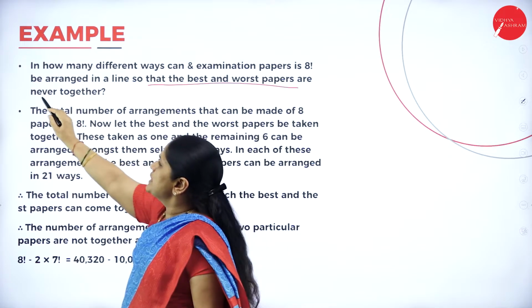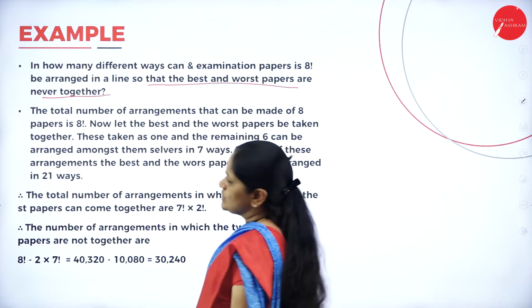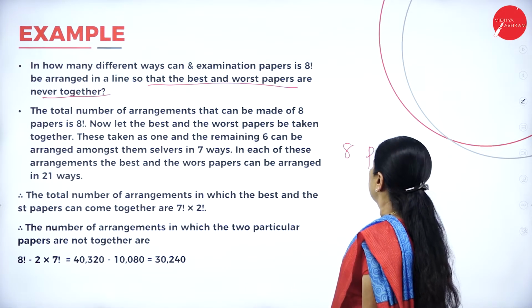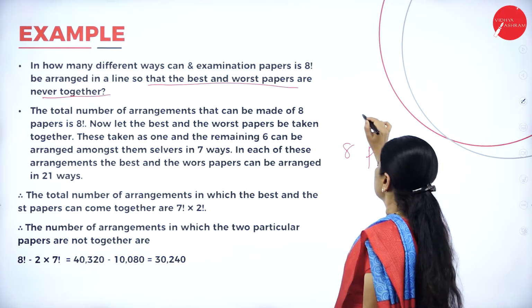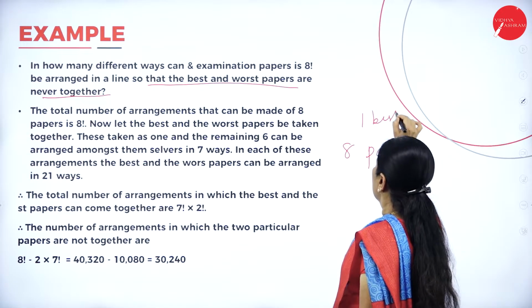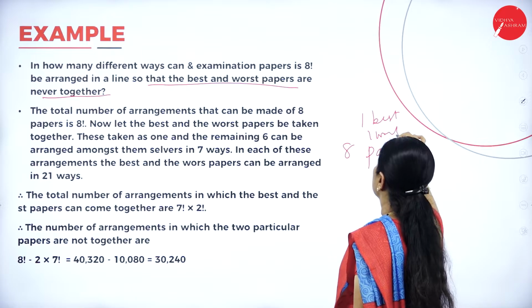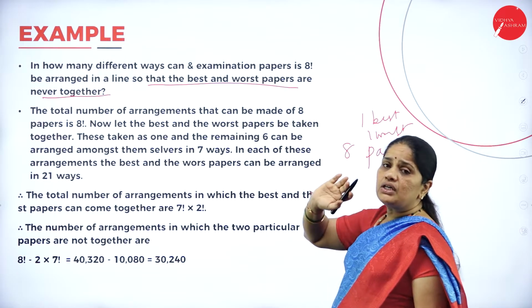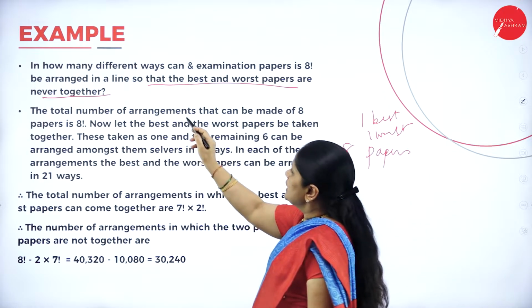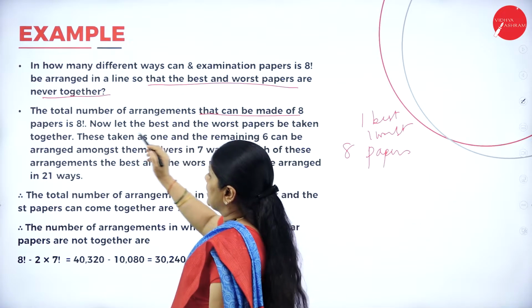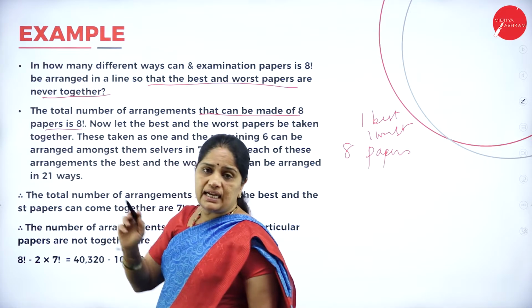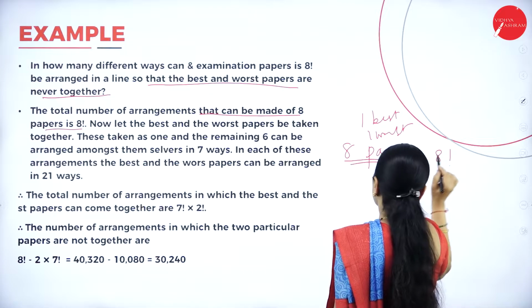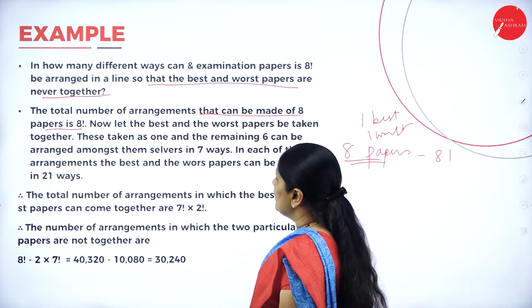Next, in how many different ways can examination papers be arranged in a line so that the best and the worst papers are never together? So we have 8 examination papers, and there is one best paper and one worst paper. So we have to see that this best and worst are not together. So the total number of arrangements that can be made out of 8 papers is 8 factorial.